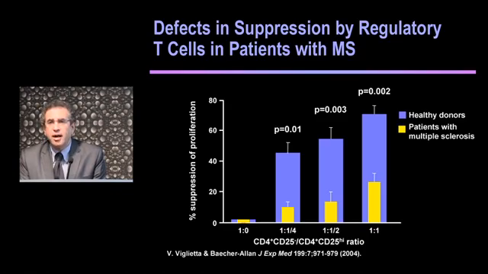There are likely to be other defects in different T cell populations, but we're beginning to develop a reasonably good working hypothesis now as to what causes the disease.